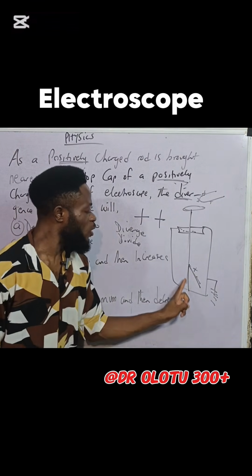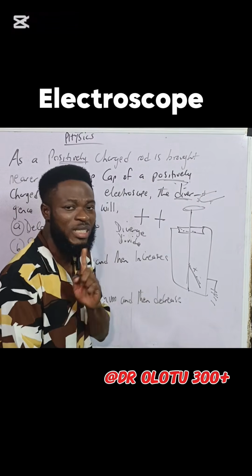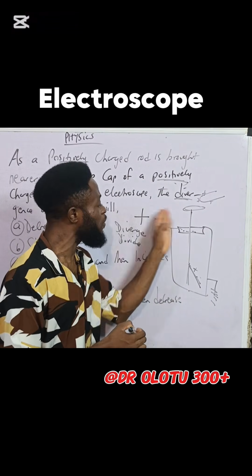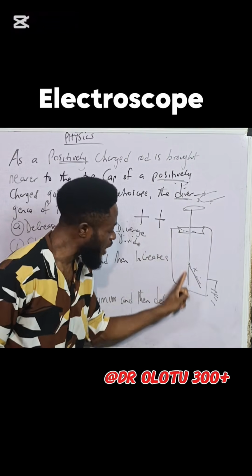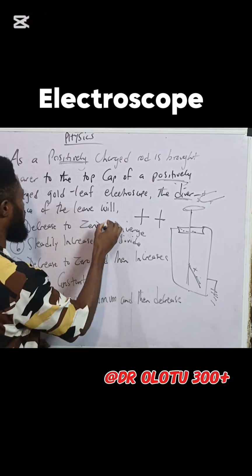Decrease to zero means that this guy will not move here. This guy will move towards this brass rod, which is a lie. There is no way this guy will move towards the brass rod because they are of the same polarity. If this is positive and this guy is negative, that's why you now have convergence. So option A is wrong.